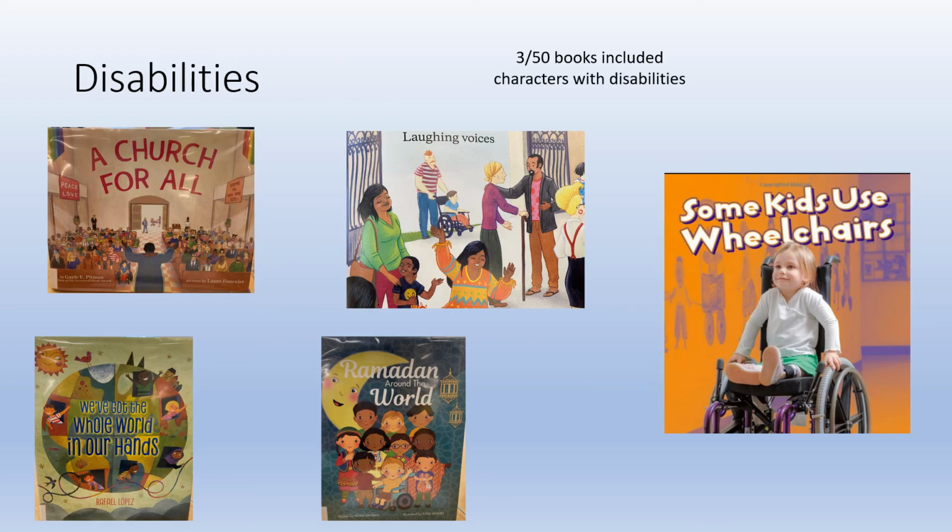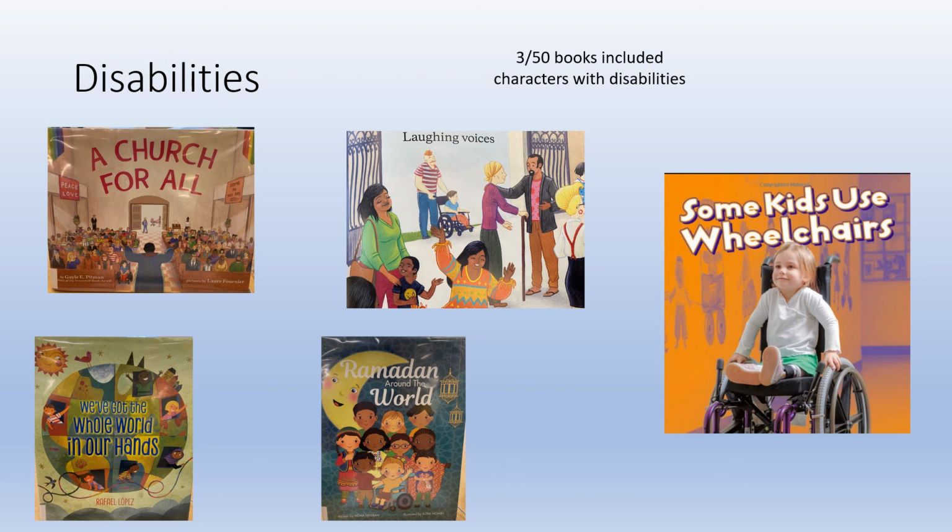On this slide, we're going to talk about books that include characters with disabilities. So, out of 50 books, only 3 books included characters with disabilities, and none were the main characters. I do have one student who has a disability and needs a wheelchair to get around. I think it would be nice to see at least one book with the main character having a disability. So on the left are the books in my library that have characters with disabilities in them.